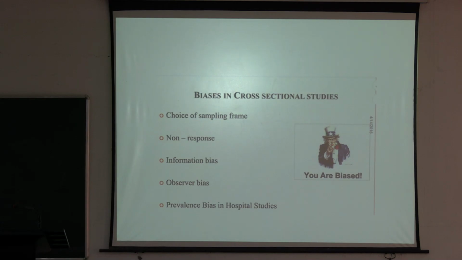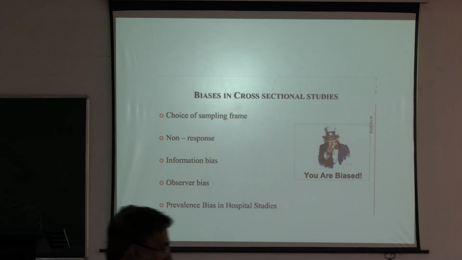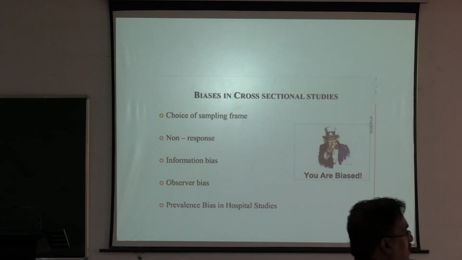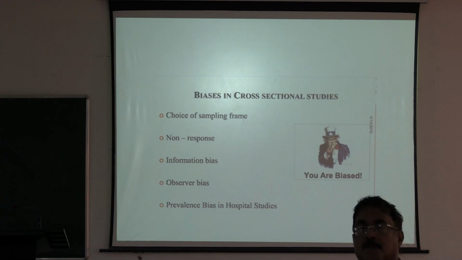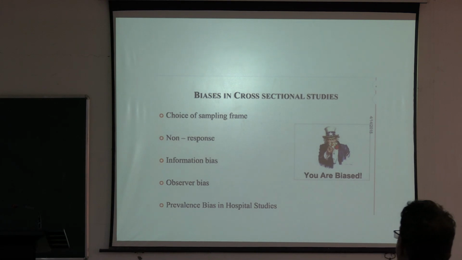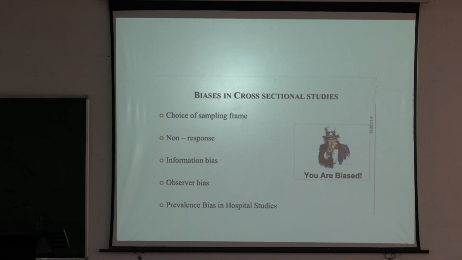It's a bit, at this class you may not be understanding. There is a prevalence bias in hospital studies. So if you take people with one disease, fine, but the other group may not be, that is there in the case control. The other group also may be having disease for which they have not been diagnosed as yet. That is the prevalence bias in hospital studies.